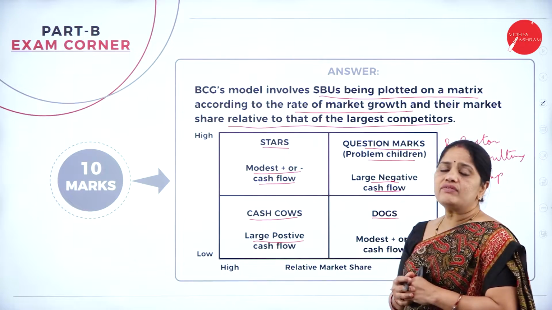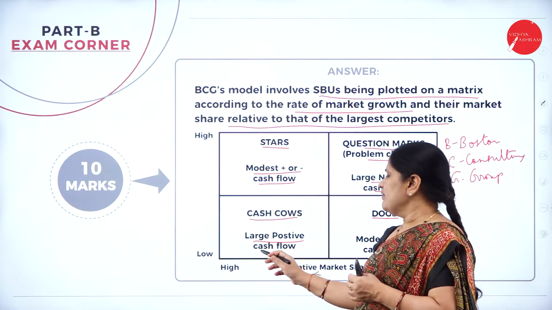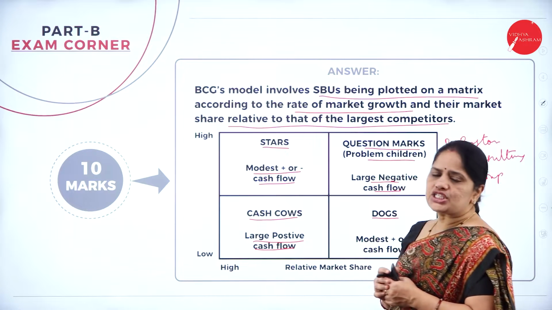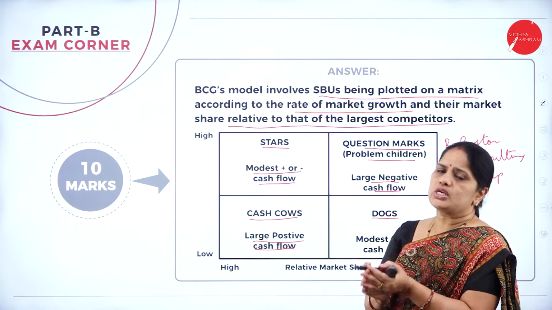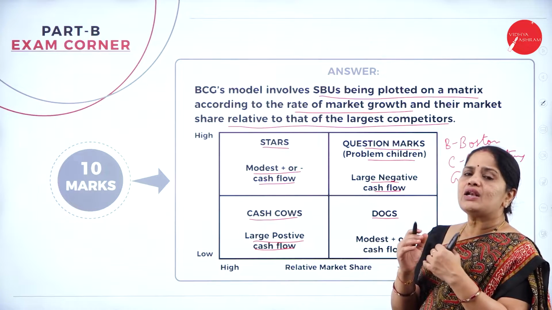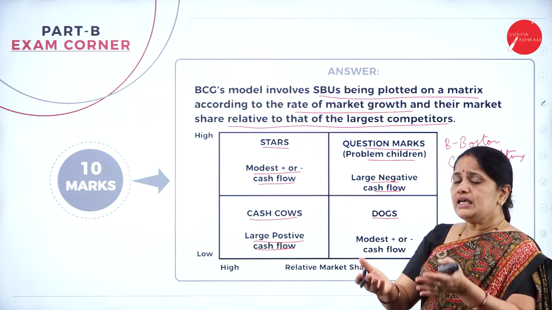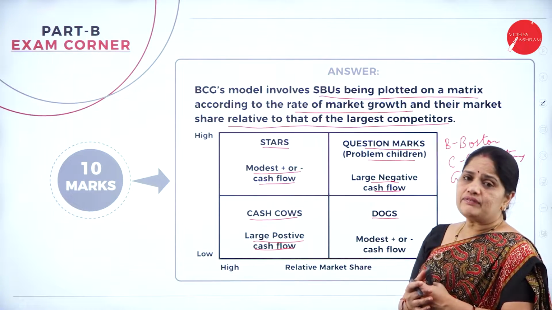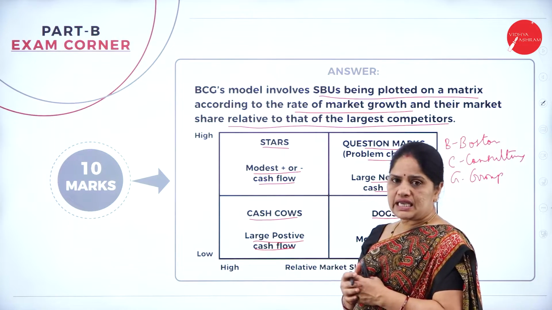Cash cows have a low market growth, but they have a very good cash flow. Cash cows means you can encash on those SBUs. These SBUs are doing very well, but with a very low market growth rate. Growth rate in the market is low, but the revenue for the company will be very good. So those we call the cash cows.